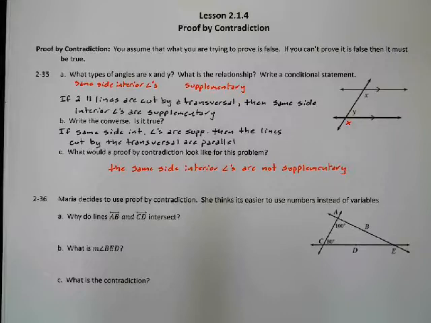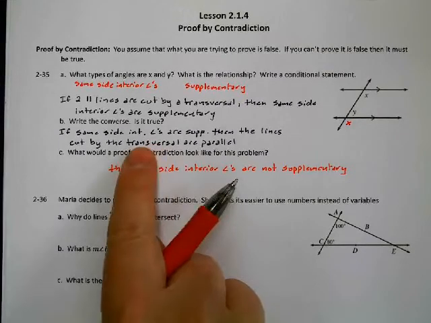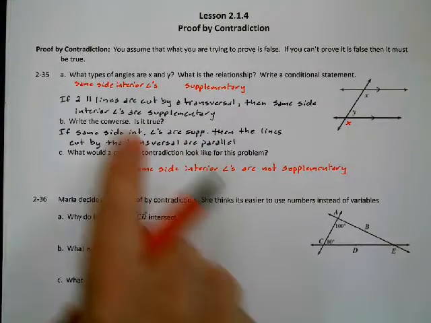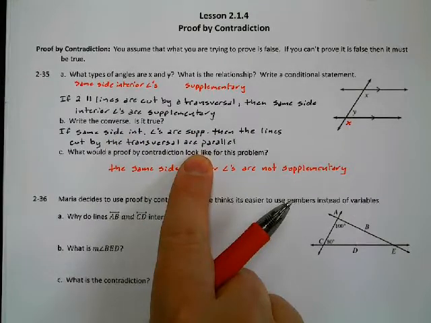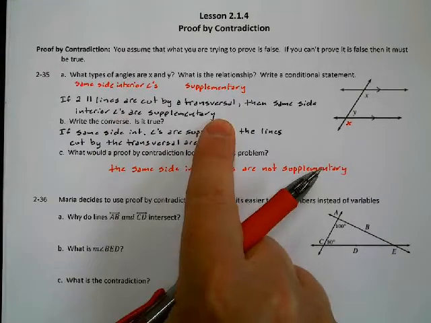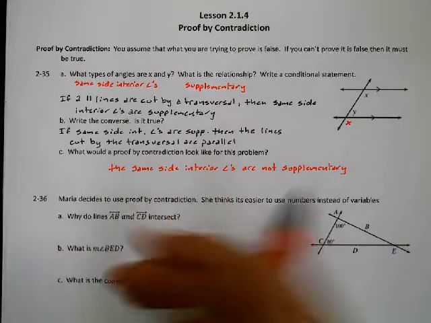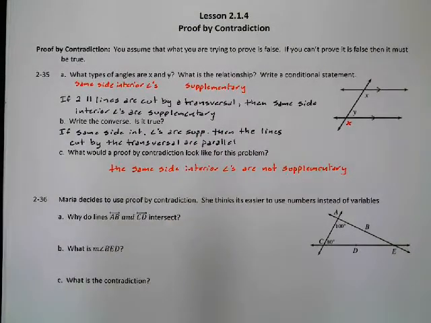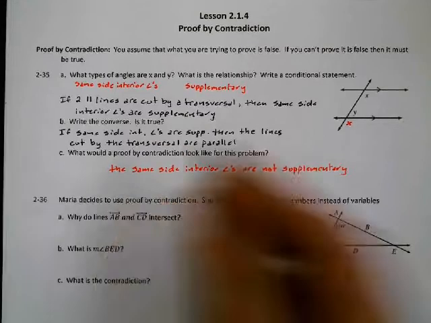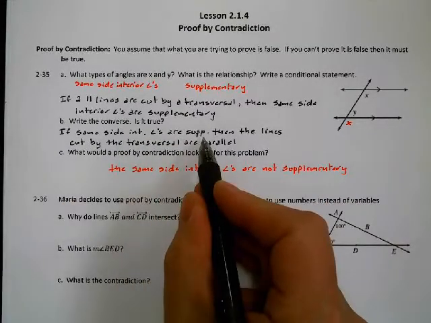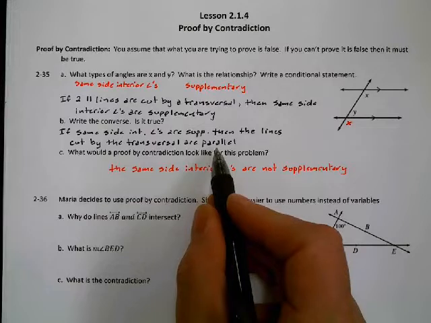So let's instead try to prove that the lines are not parallel. So we could do either one. We could take the converse and try to disprove it, or we could take the conditional statement and try to disprove it. Because remember, in math, they have to work backwards and forwards. So the other thing that we could try to prove is that if the same side interior angles are supplementary, then the lines are not parallel.